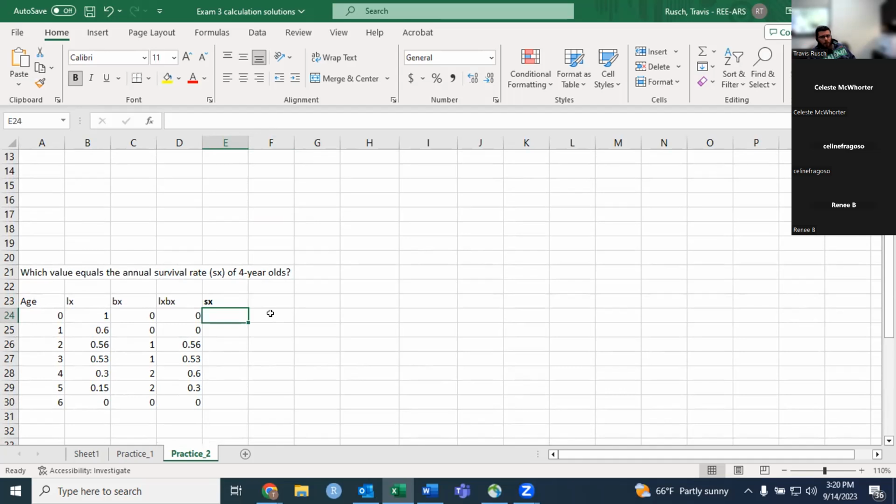0.6 because it's the survivorship at 1 divided by 1. Well, fair enough. No, we can mathematically solve for it, but I just meant like with L of X, we know that this value is always going to equal 1 no matter what, right? Is there an equivalent value for S of X that we would know?